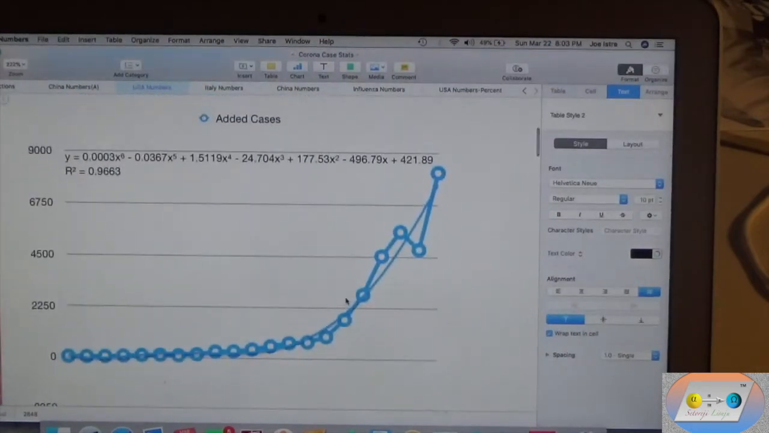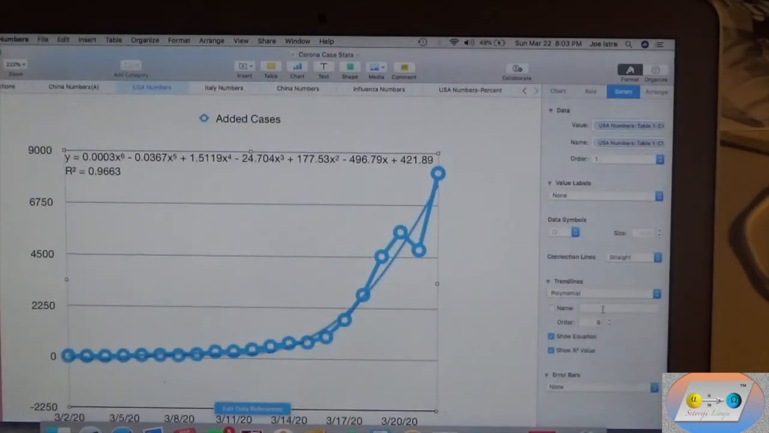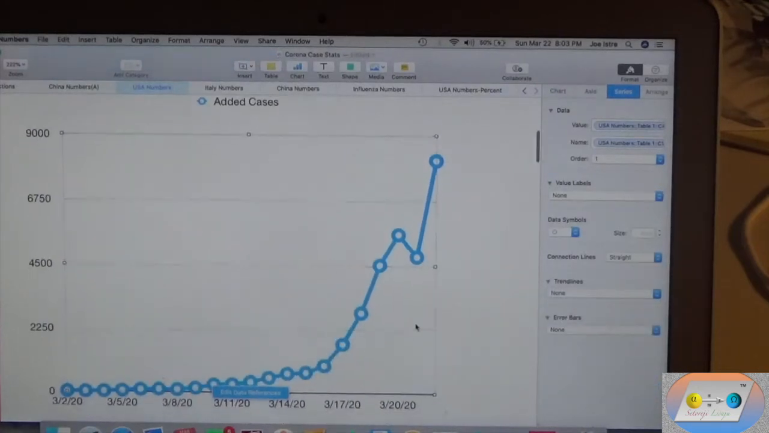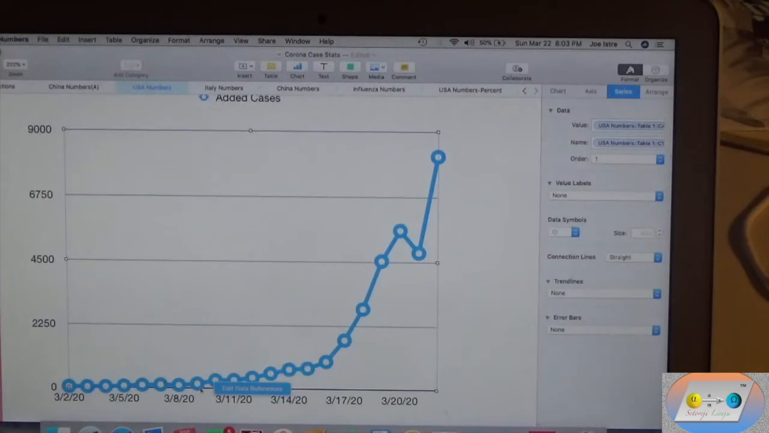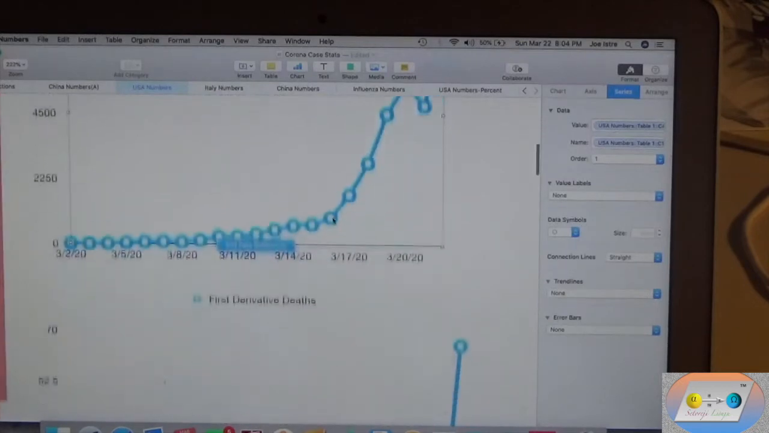Added cases, let me get rid of the trend line so I don't confuse you non-mathematical people. So here's added cases. You expect an exponential up until the inflection point, which is either these two or these two starts inflecting. And remember, the final stat, I think, is an error from the New York cases. We'll figure that out tomorrow.